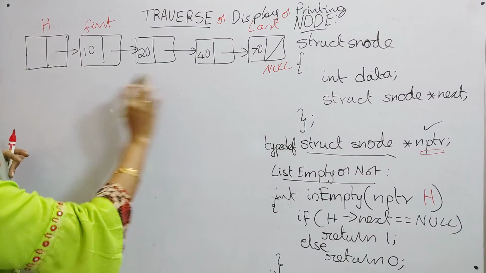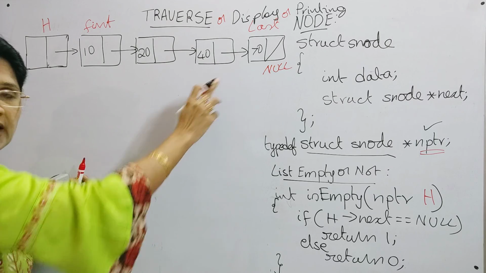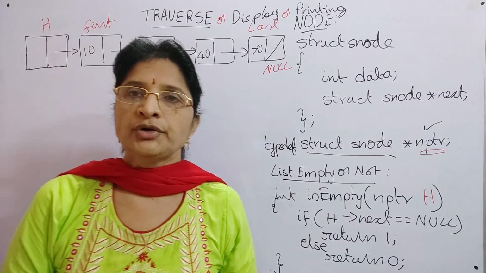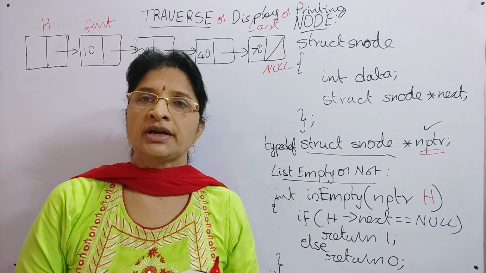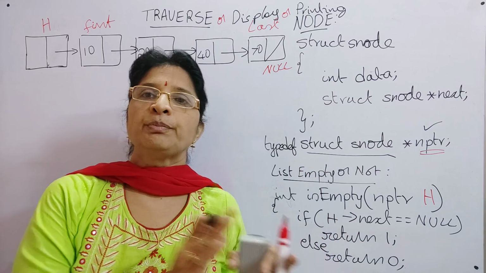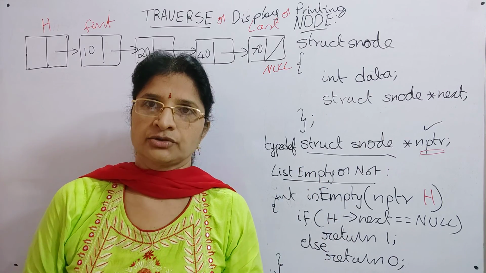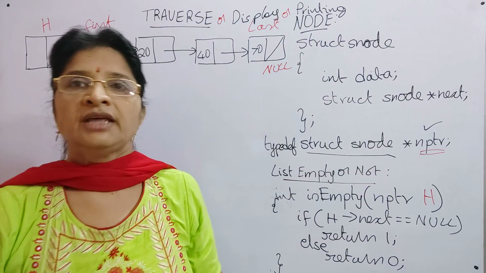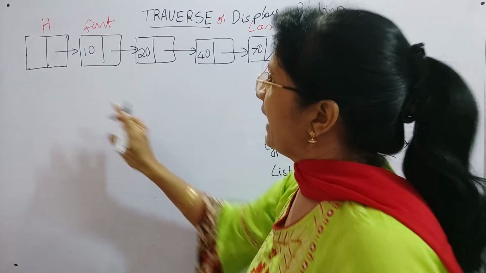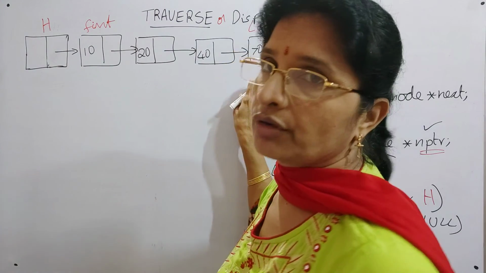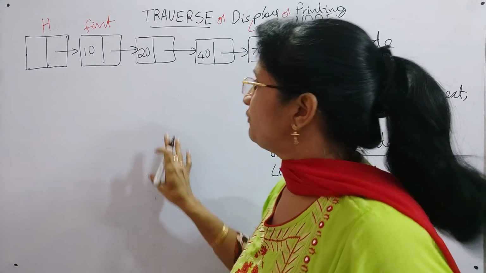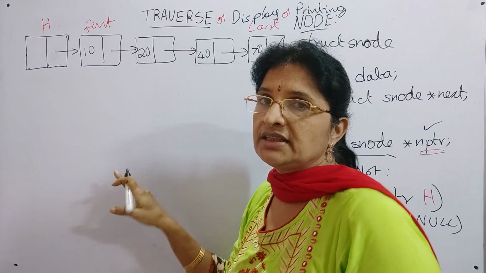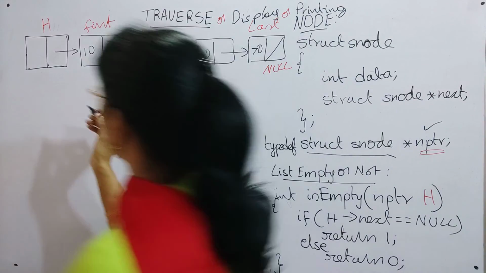Whenever you want to traverse through a list, for example, if you want to print the values in that linked list, that is my aim. Then what will I do? I have to traverse through each and every node. So that is my aim here. Here there is nothing to return.